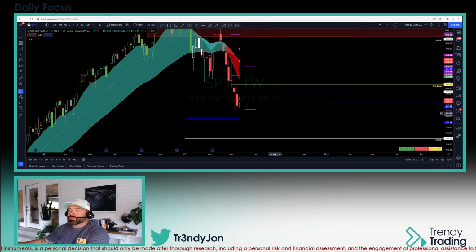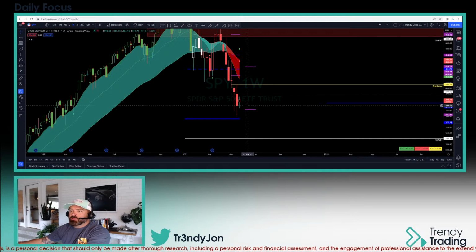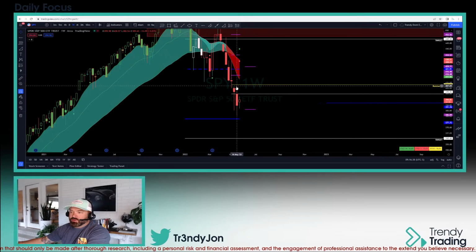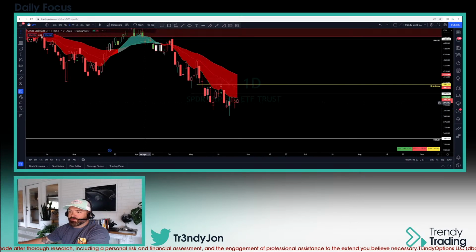All right, now I want to use some Fibonacci's. Okay, this is last week's candle. Okay, and I want to understand what are the Fibonacci's with this. I'm going to go to a smaller time frame.